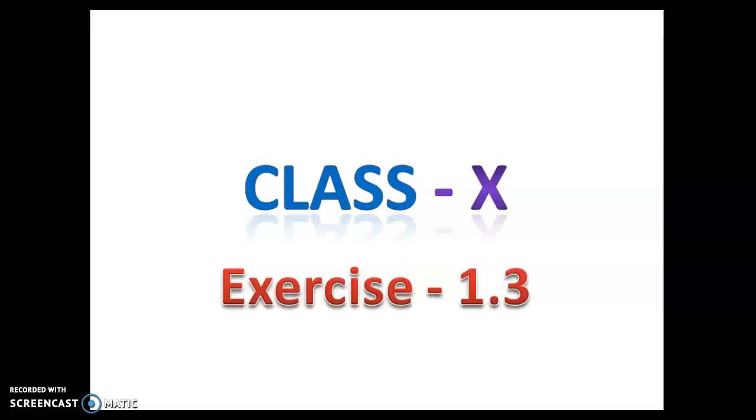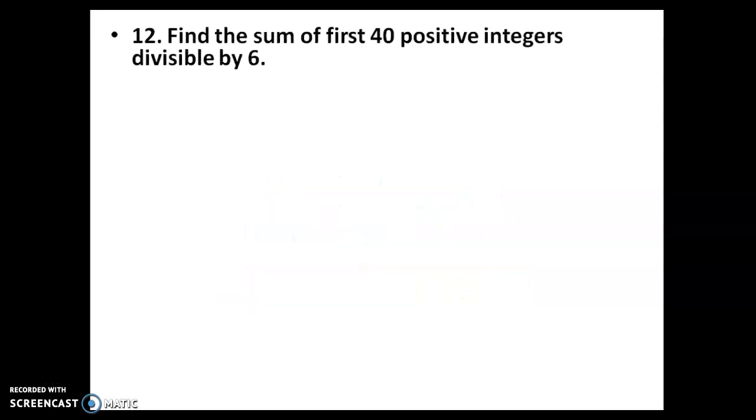Hello students, this video is the continuation of exercise 1.3. 12th question. Find the sum of first 40 positive integers divisible by 6.